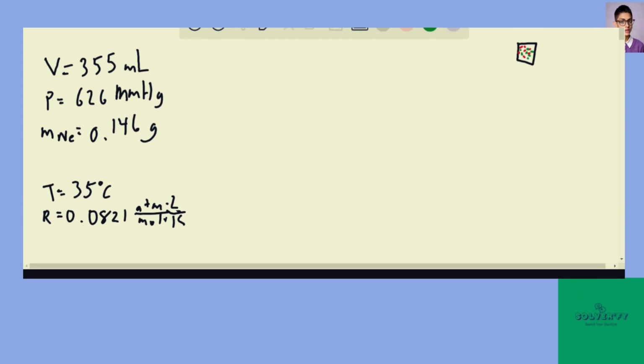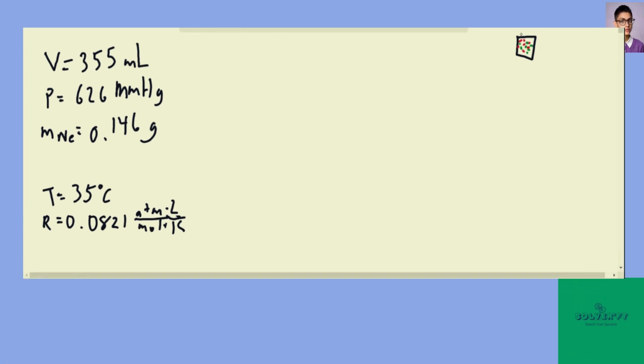In this problem, we have a mixture of two gases, which are argon and neon. We know how much the total volume is, and we know the pressure of the total system. We also know the mass of the neon, the temperature, and of course we know R because that's just a constant.